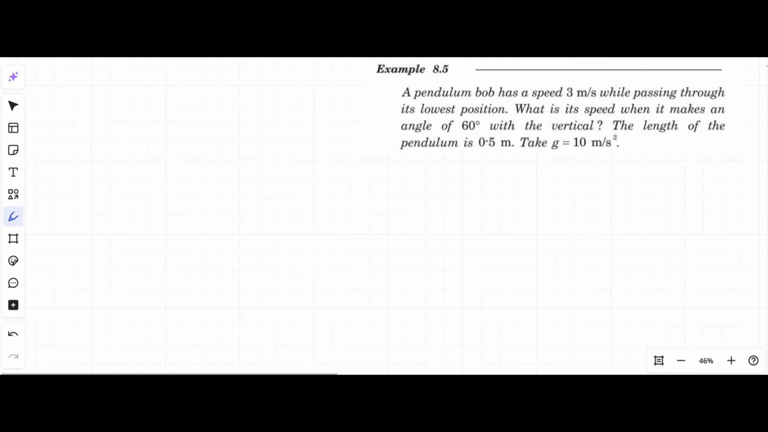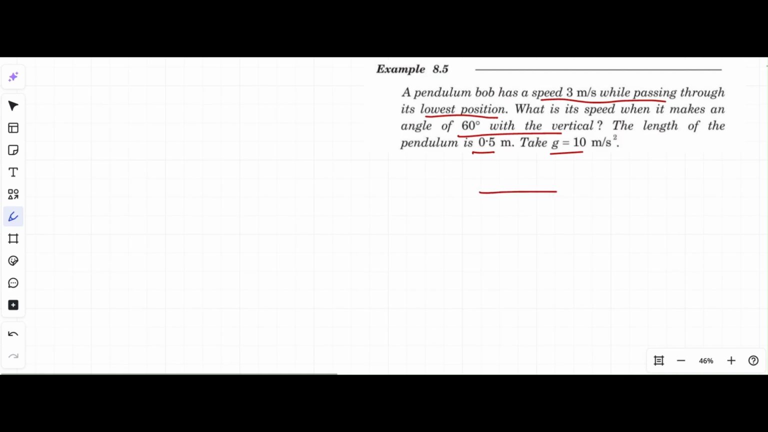Now we are coming to an interesting question of the bob and pendulum system, example 8.5. It says that there is a pendulum bob which has a speed of 3 meters per second while passing through its lowest position, and it is asking us to find the speed when it makes an angle of 60 degree with the vertical. The length is given, and g is given.